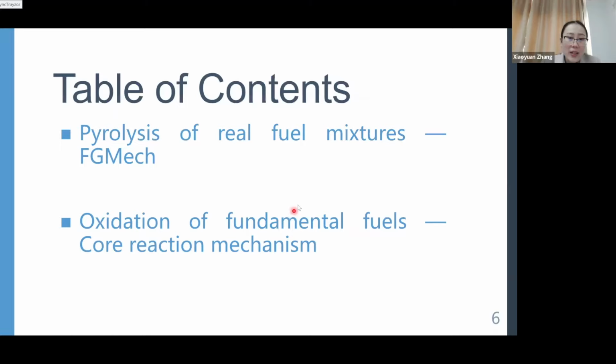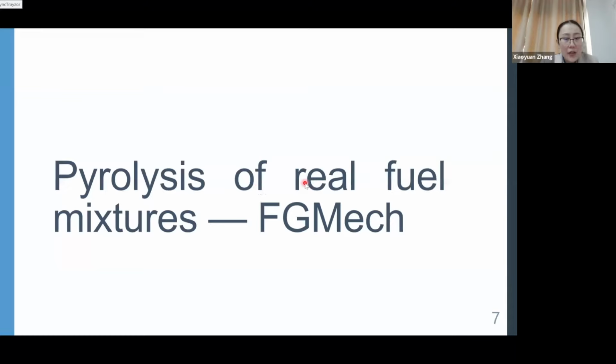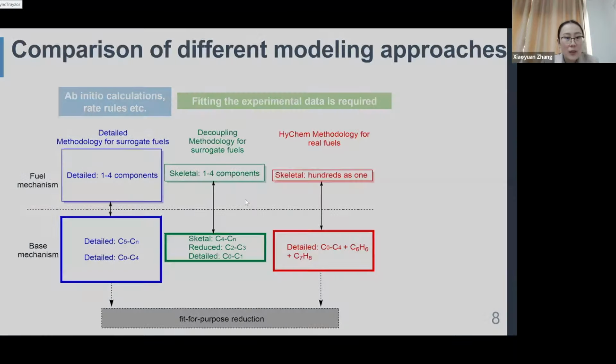In this presentation, I will address both of the two stages. In the first part, I will introduce a functional group-based approach to modeling the real fuel pyrolysis process. And in the second part, I will introduce a C1 to C2 co-reaction mechanism, which is used to describe the oxidation of fundamental fuels. Okay, let's first look at the first part.